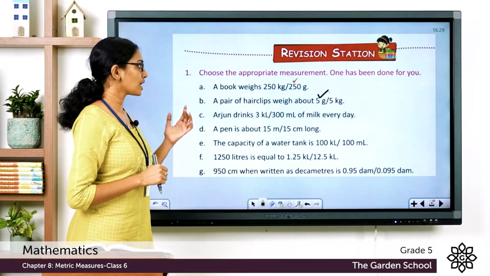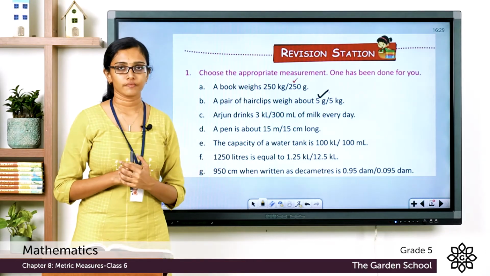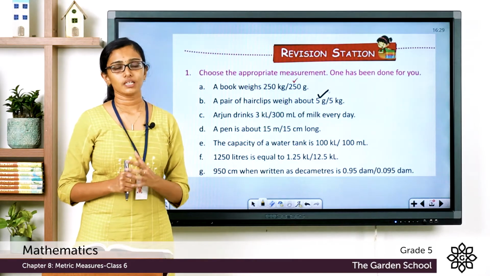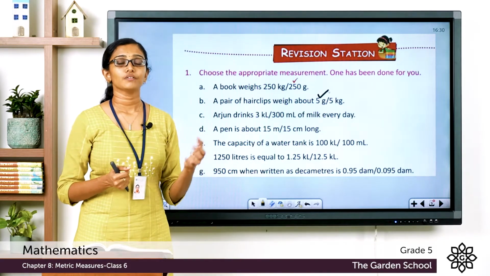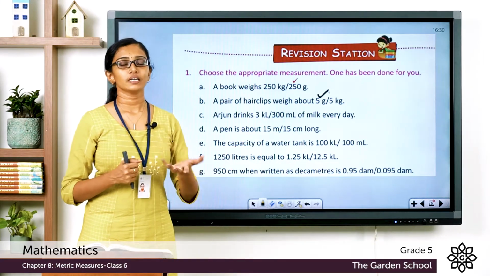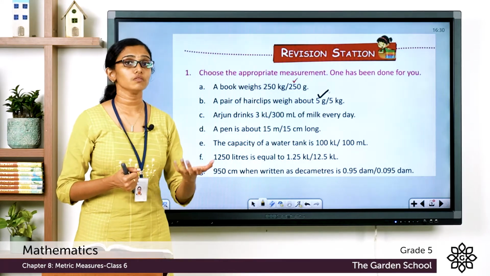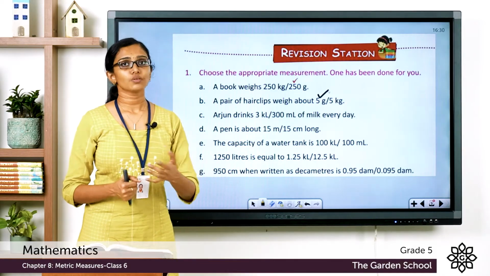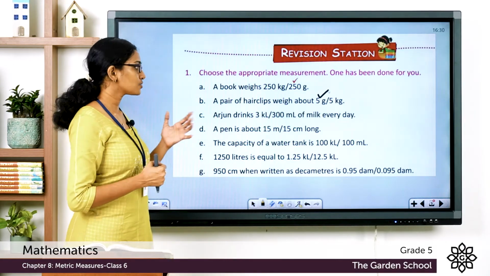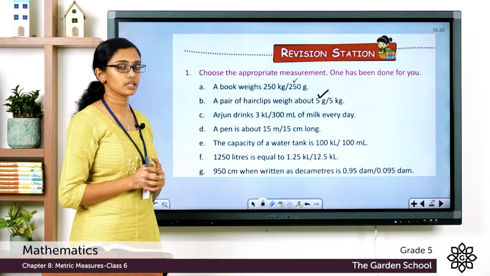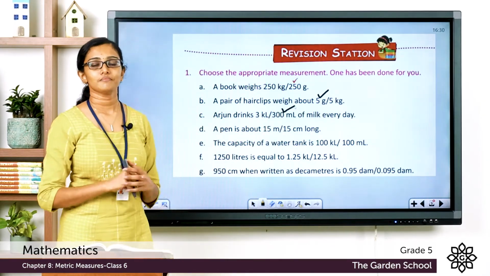Question C. Arjun drinks 3 kiloliter or 300 milliliter of milk every day. You all might have seen milk packets when you buy milk in your home. The milk packets may be 500 milliliter or 1 liter in capacity. So 3 kiloliters. Kilo means 1000, so kiloliter means 1000 liters. 3 kiloliters means 3000 liters. Do you think Arjun drinks 3000 liters of milk every day? No. So the possibly correct choice is 300 milliliter.